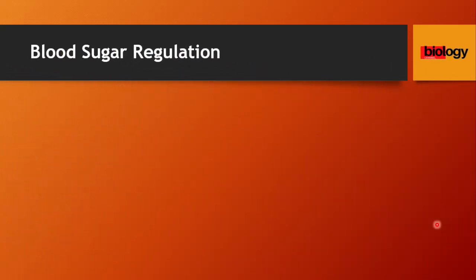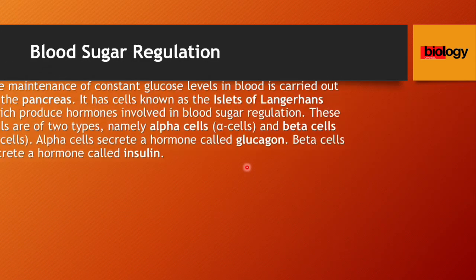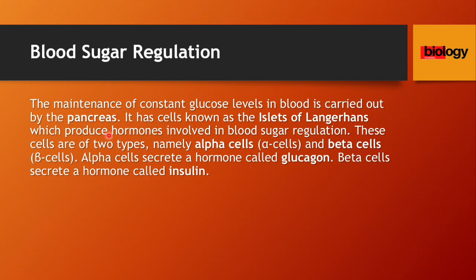Now let's look at blood sugar regulation, which is another type of homeostasis. So the maintenance of constant glucose levels in blood is carried out by the pancreas. The maintenance of temperature is carried out by what? The skin. But the maintenance of blood sugar regulation is carried out by the pancreas. Blood sugar is also known as glucose. That is another name for blood sugar, glucose. So the maintenance of constant glucose levels in blood is carried out by the pancreas.